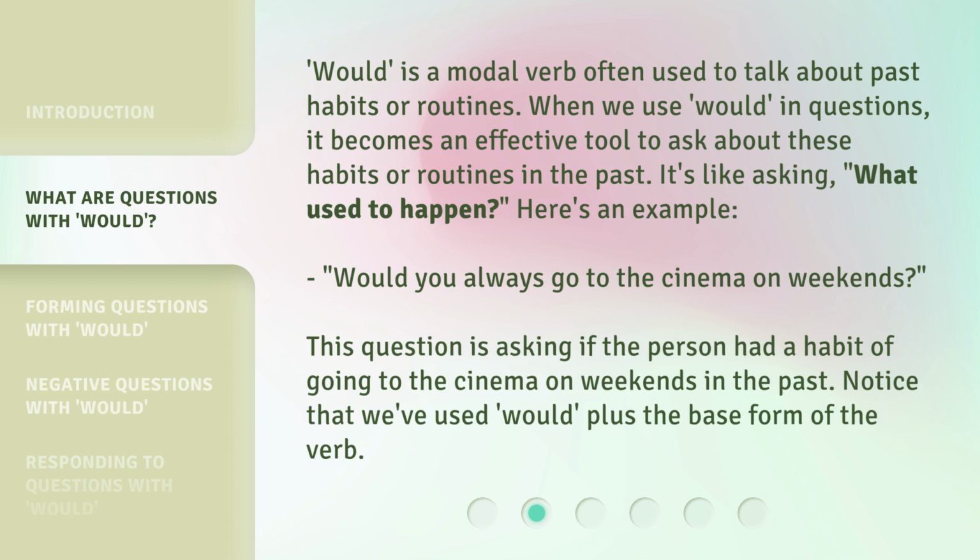Would is a modal verb often used to talk about past habits or routines. When we use would in questions, it becomes an effective tool to ask about these habits or routines in the past. It's like asking, what used to happen? Here's an example. Would you always go to the cinema on weekends? This question is asking if the person had a habit of going to the cinema on weekends in the past. Notice that we've used would plus the base form of the verb.